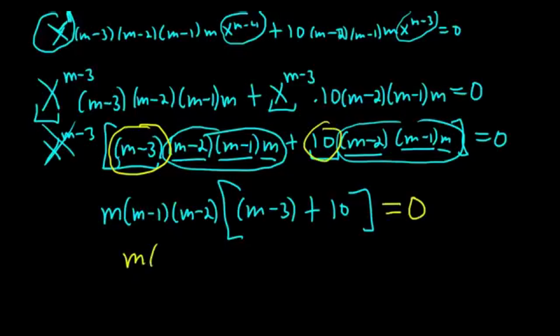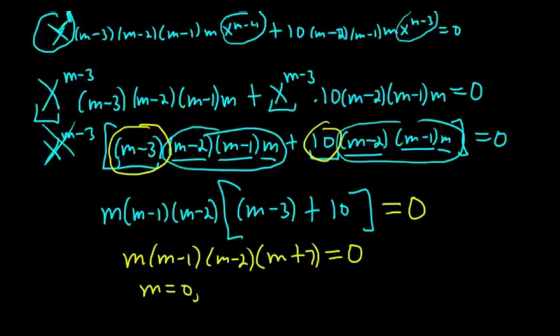So we have m, m minus 1, m minus 2, and this one looks like it's going to be m plus 7. That's all equal to 0. So we get 4 distinct roots that are all real: 0, 1, 2, and negative 7.